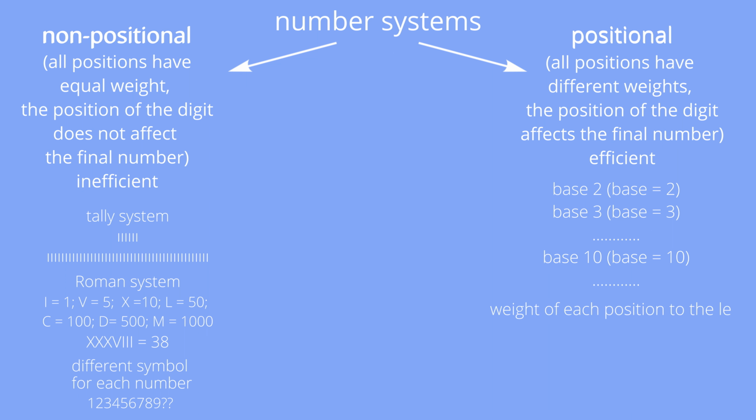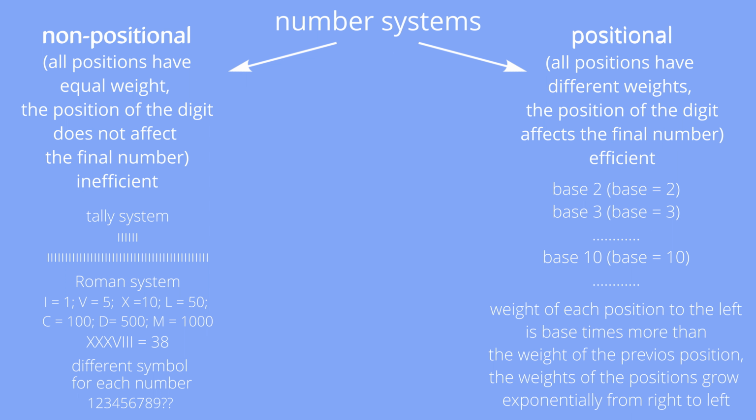In positional systems, the weight of each position to the left is a certain number of times greater than the weight of the previous position. The certain number equals the base, so the weights of the positions grow exponentially from right to left. Next, we will talk only about positional number systems.